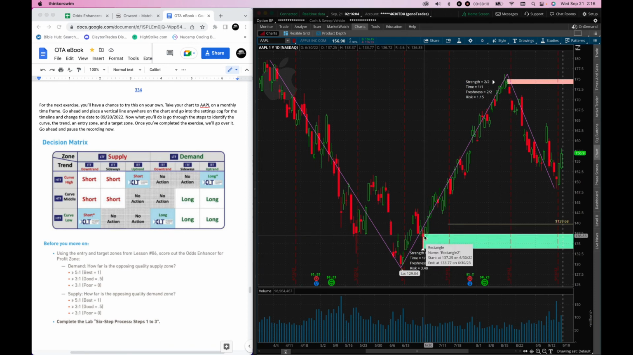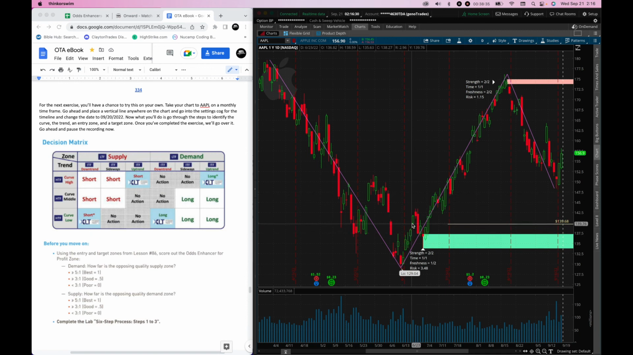And in this particular case, we have one basing candle here. This would be our leg out. This would be our leg in. One basing candle. We have a move out. This candle closes here. This candle closes here. This candle closes here. This candle closes here. And finally, this candle closes here. So clearly we have a move out equal to or greater than 2-to-1.